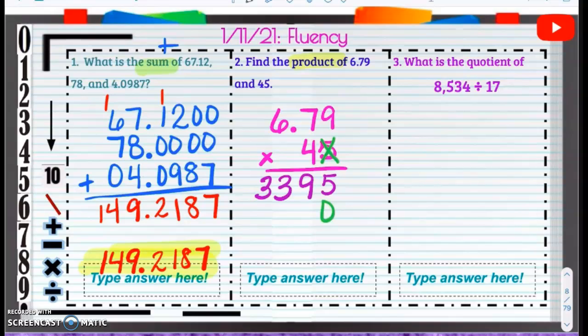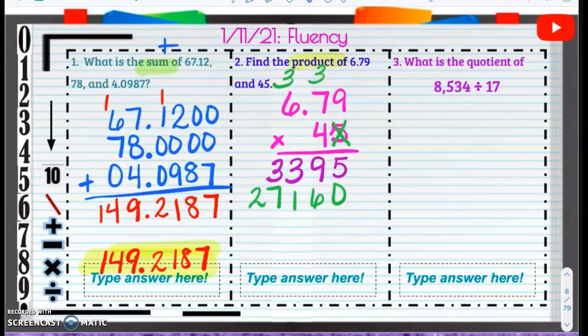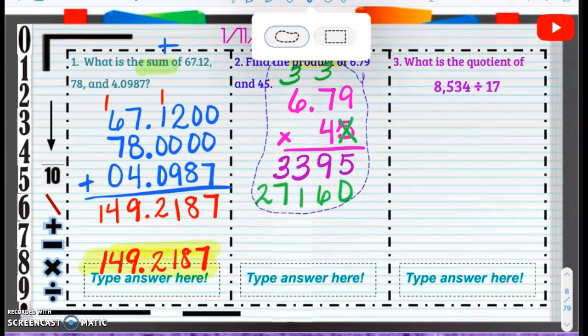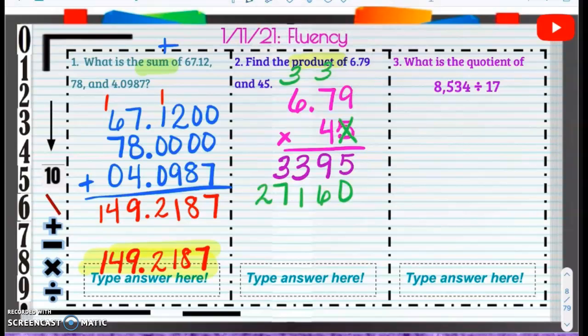Now we have 4 times 9, which is going to be 36. Drop that 6, carry that 3. 4 times 7 is 28, plus 3, 29, 30, 31. 4 times 6 is 24, plus 3, 25, 26, 27. All right, now first of all, I'm going to move this up. There we go. Now we're going to add them up.